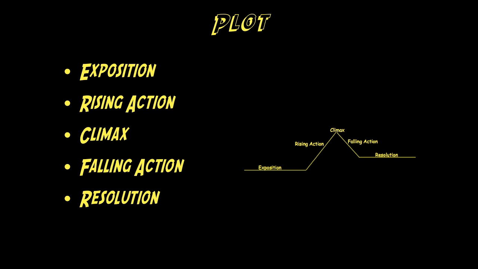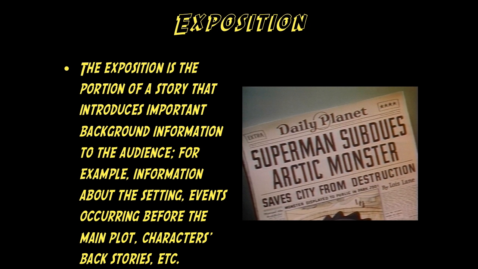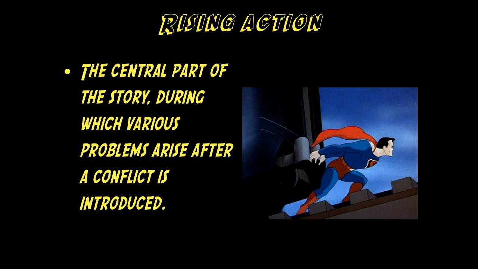We're going to start off again with exposition. The exposition is the portion of a story that introduces important background information to the audience. For example, information about the setting, events occurring before the main plot, characters' backstories, etc. Our rising action: the central part of the story during which various problems arise after a conflict is introduced. So essentially we set up everything with the exposition. After that we introduce conflicts, and then things start to happen, and that's what we call our rising action.